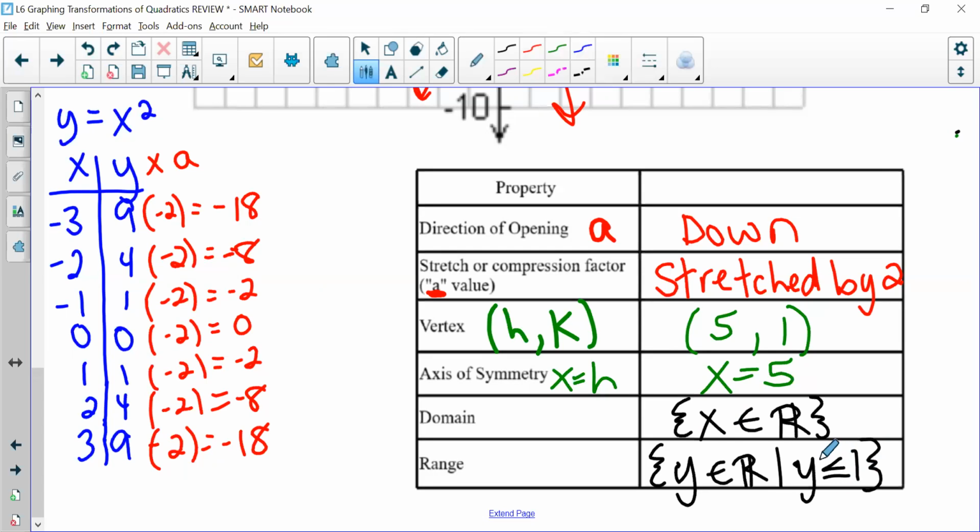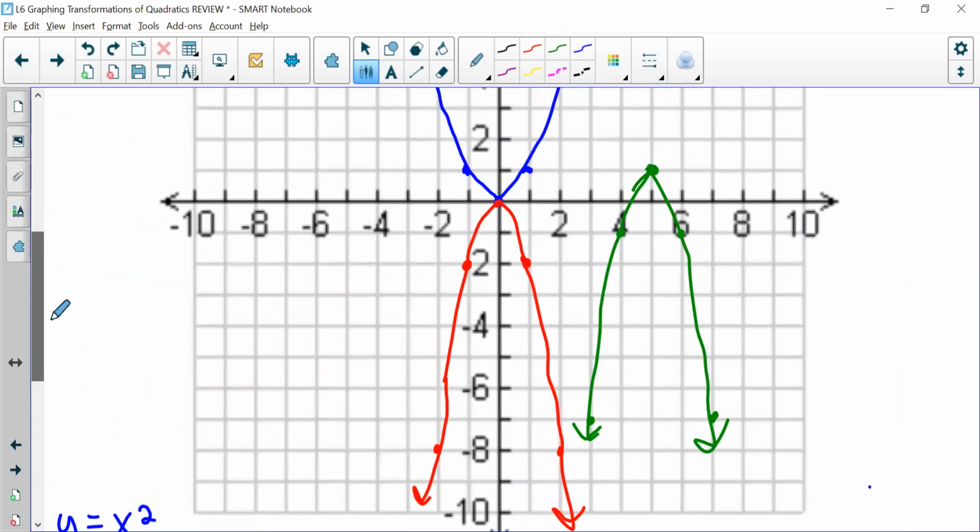Lauren, can you explain why you picked less than here for range? Because a while ago we wrote that if it's a smiley face, then it goes the other way, and if it's a frowny face, it goes that way. Good. This one is opening down, so it has a maximum value. That means the highest this parabola goes is 1. So y is less than or equal to 1, because it's opening down.